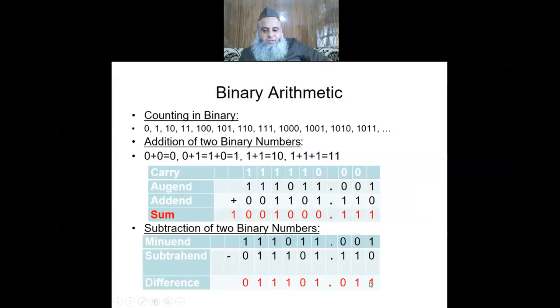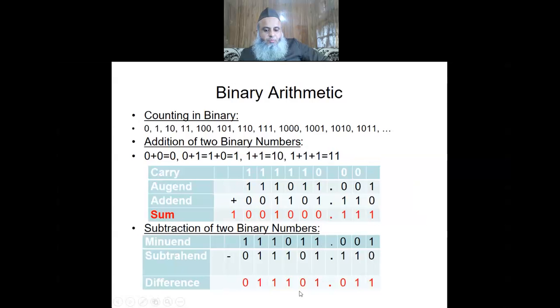So 1 plus 0 is 1. All right. 1 plus 1 will be 1 0. So a 0 here and a carry 1. 1 plus 1 will again be 1 0 with a 0 here and a carry 1. So 1 plus 1 plus 1 now. So that will become 1 1. So a sum 1 and a carry 1.